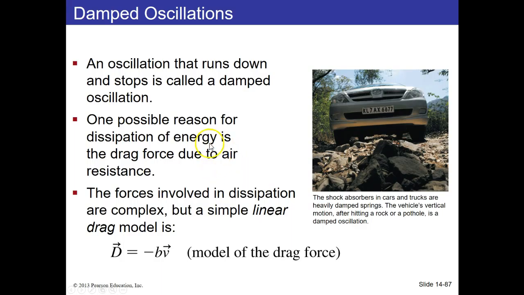One possible reason for the dissipation of energy is the drag force due to air resistance. So if you think about a pendulum, as it swings back and forth, there's several things that give it friction. One of them is just the friction here at the pivot point, but the other one would be the force due to drag. So the forces involved in dissipation are very complex, but we can use the linear drag model, and we've talked about this before, where we have drag as just negative bv, where b is a constant and v is that velocity. So that's the model for the drag force.